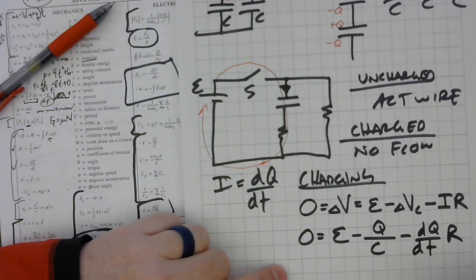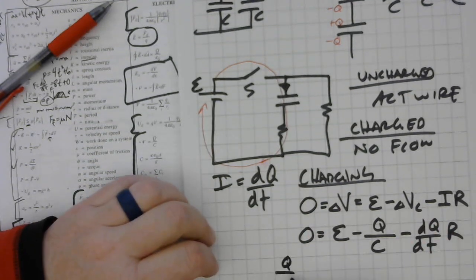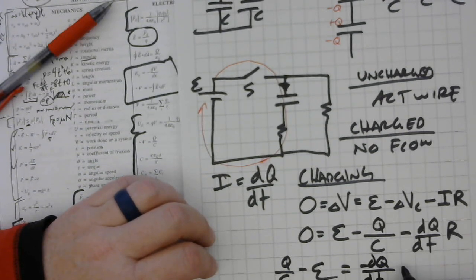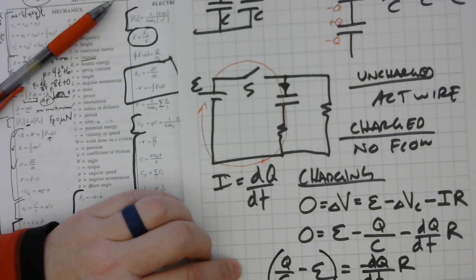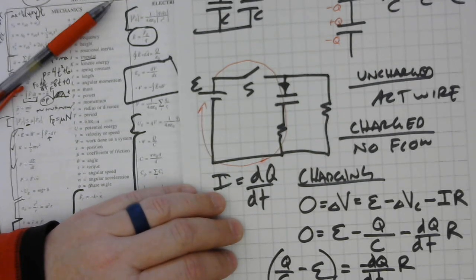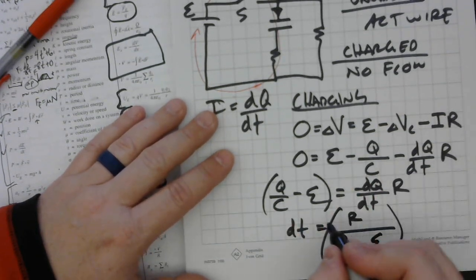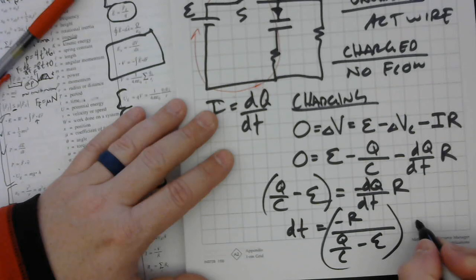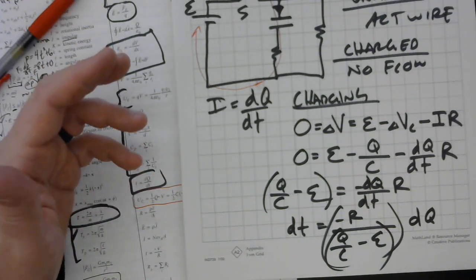When you isolate this, you move this guy over, so you get Q over C minus epsilon equals negative dq dt times R. See how you have dq? You want to get the dq over and the dt over. So you get dt equals R over (Q over C minus epsilon), with the negatives still floating around here, times dq. Now you've got something that you can take the integral of and work with. So that was for charging.